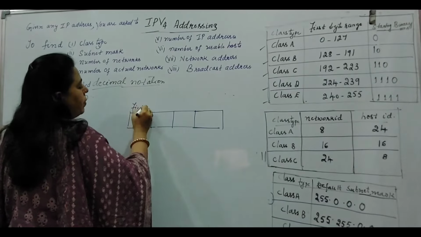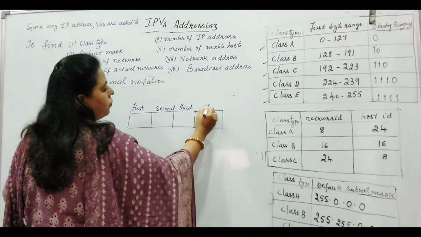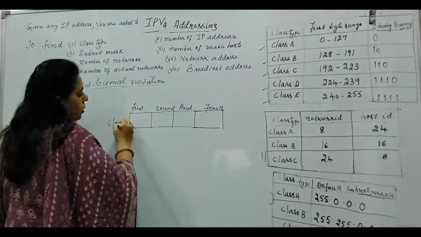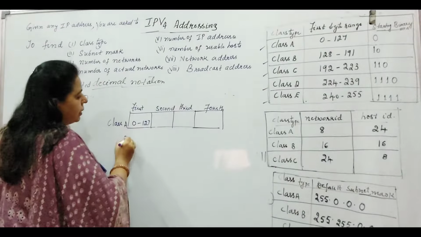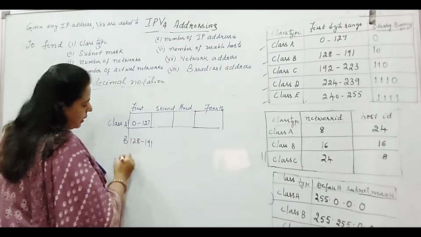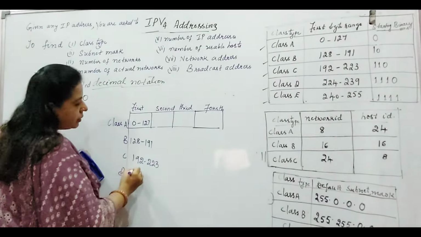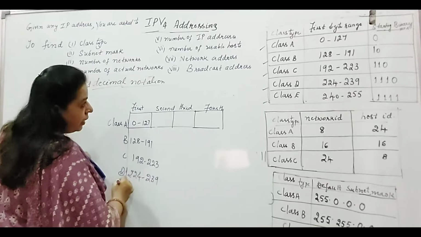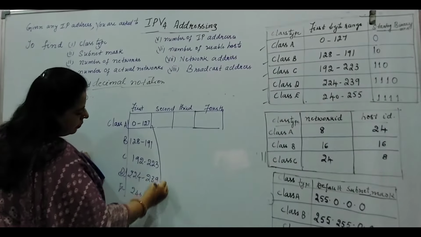So this is your first byte, this is your second, third and fourth. 4 bytes are there. In class A, the first byte always ranges from 0 to 127. For class B, it ranges from 128 to 191. In class C, it ranges from 192 to 223. In class D, it ranges from 224 to 239. And in class E, 240 to 255.